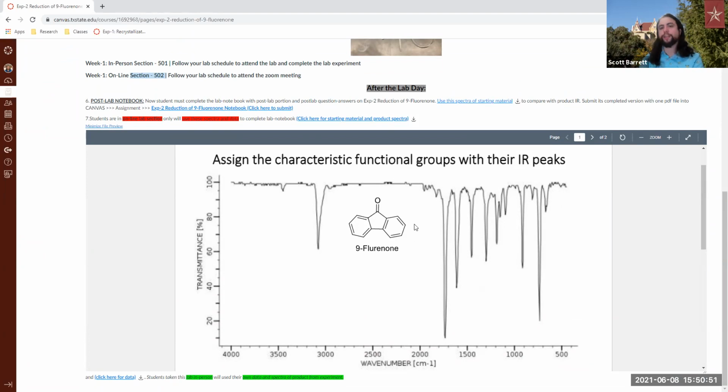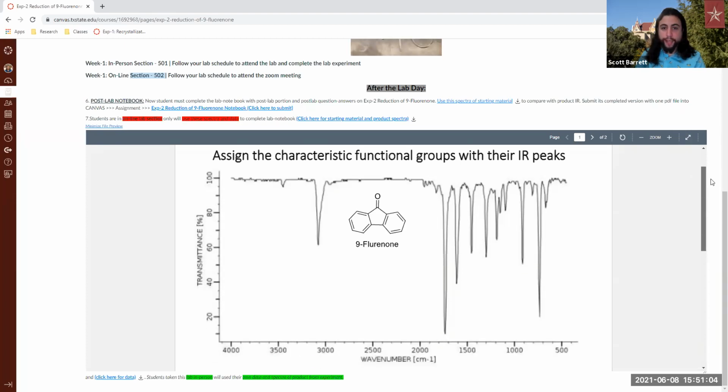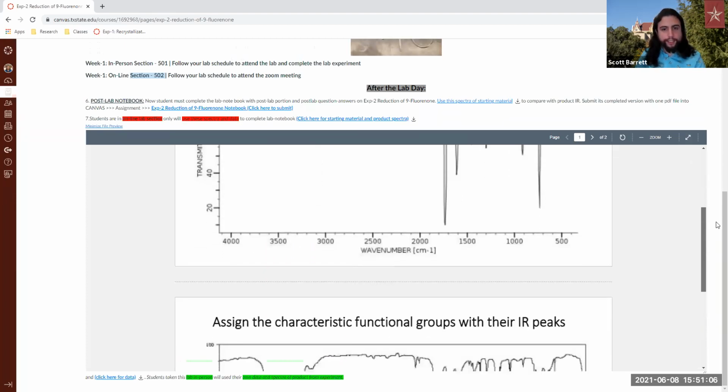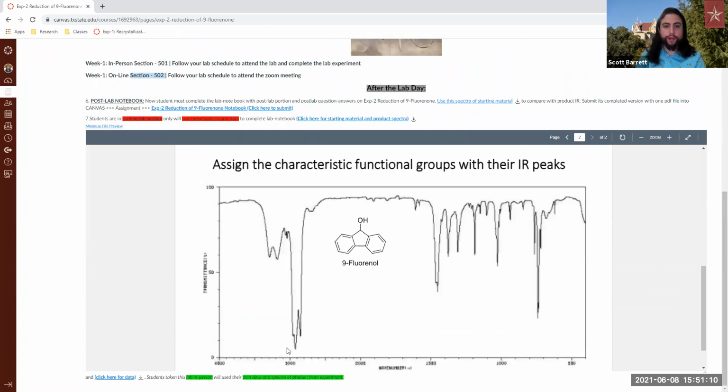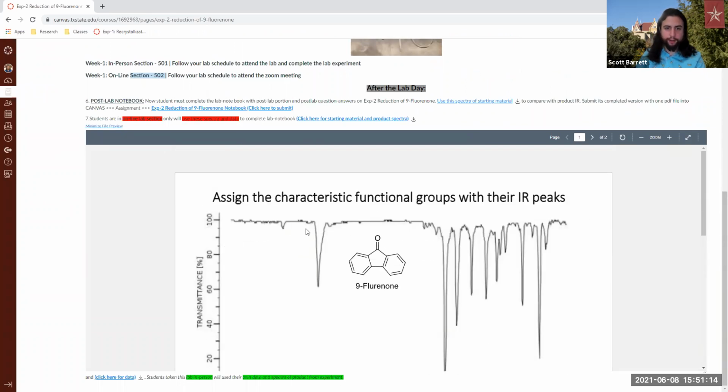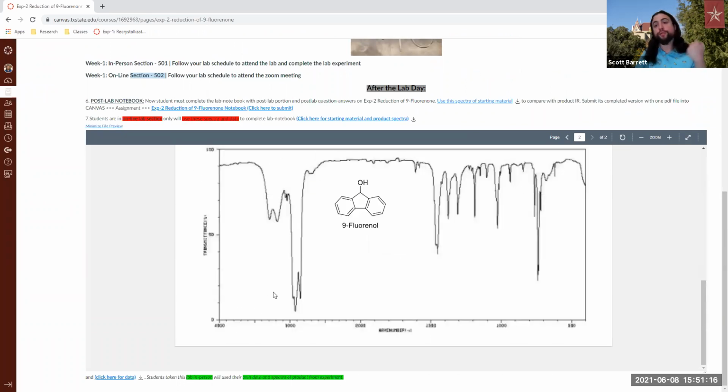And I'm not going to give this out here because I want to make sure that you utilize your knowledge in IR and find out all of the functional groups here. And I have a few that I can note off the top of my head that I can see there. Additionally, scroll down, don't forget this. This is going to be your product. So the major thing I'm seeing here is this big shift right here. What's this big shift? That's what you need to answer within your post-lab notebook.